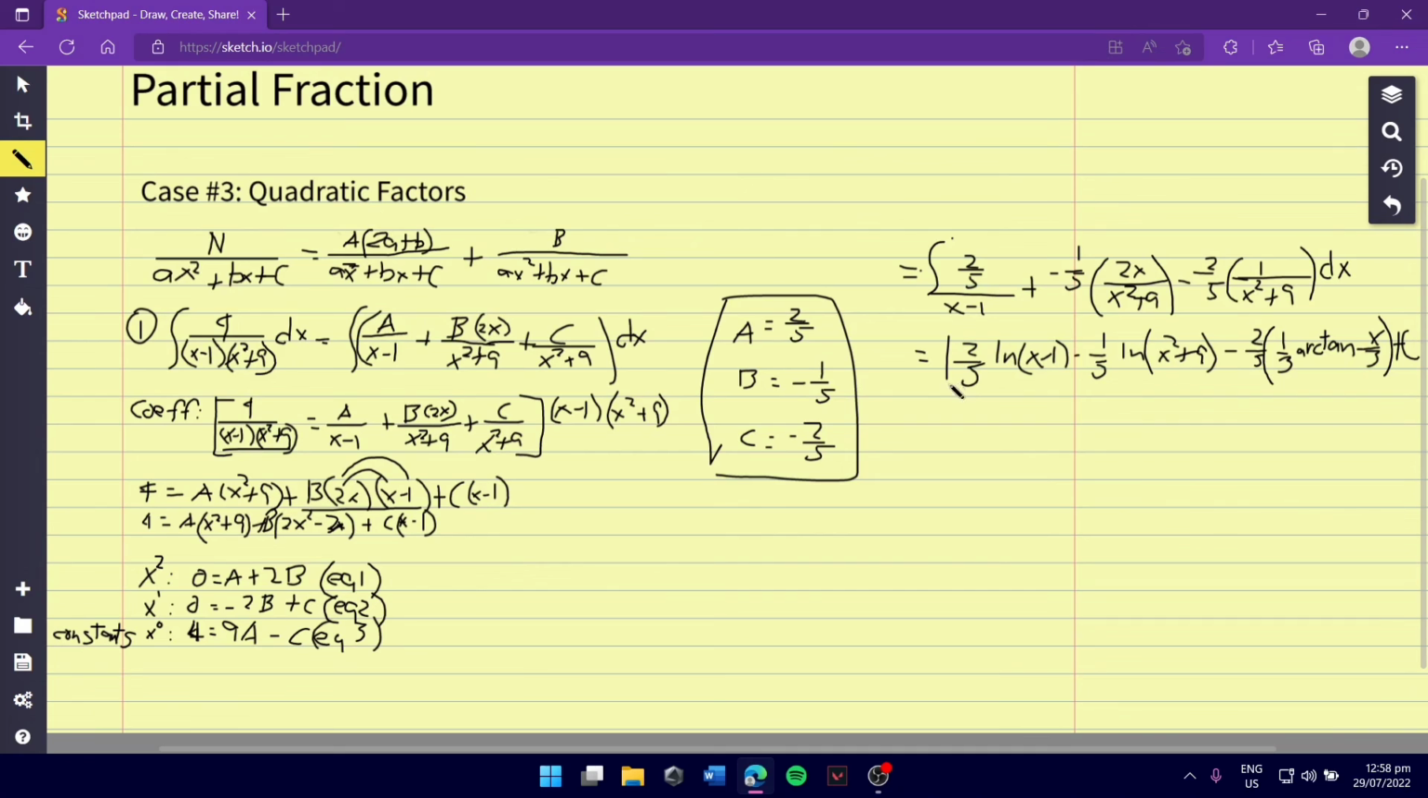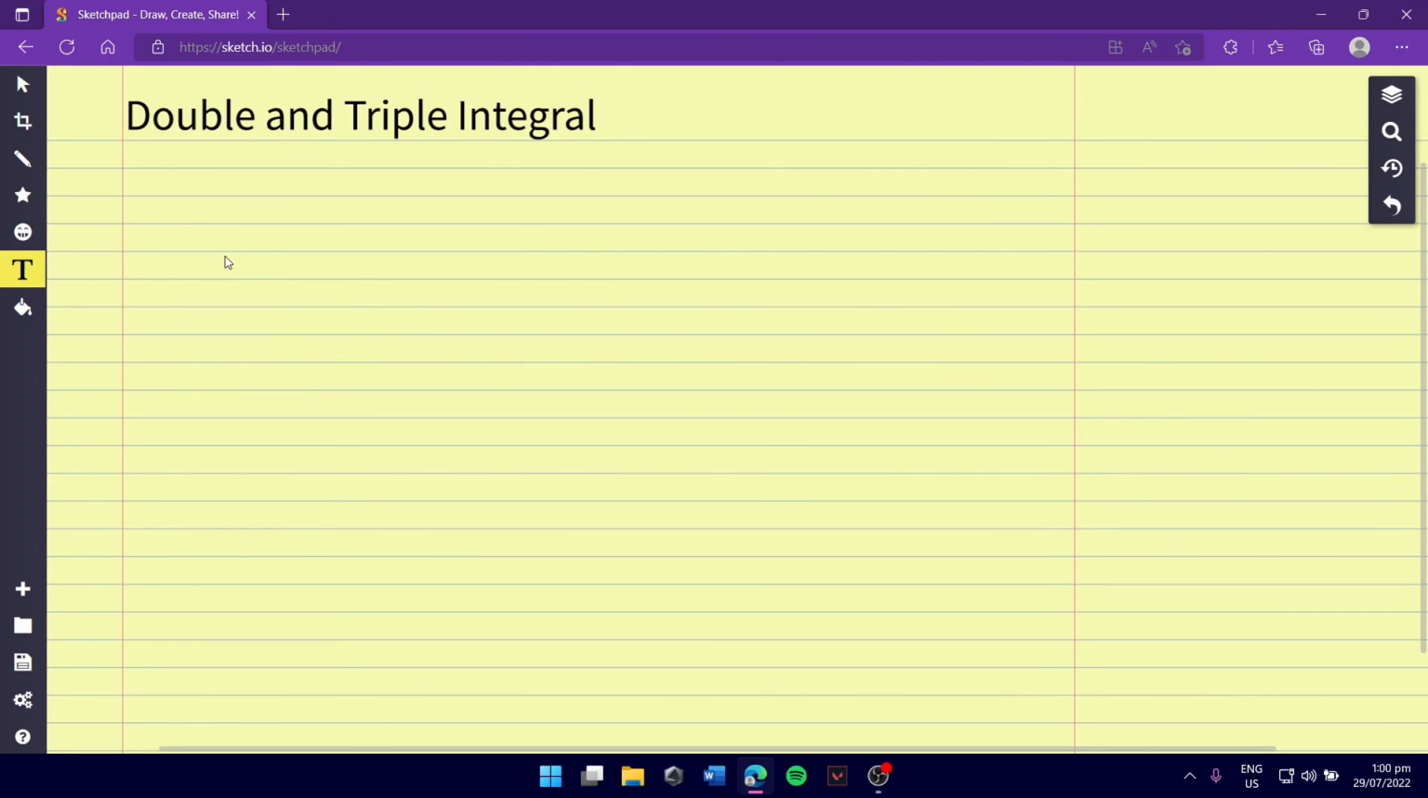Plus C. So this is now your final answer for this case number 3. So in this topic, we'll discuss double and triple integrals.